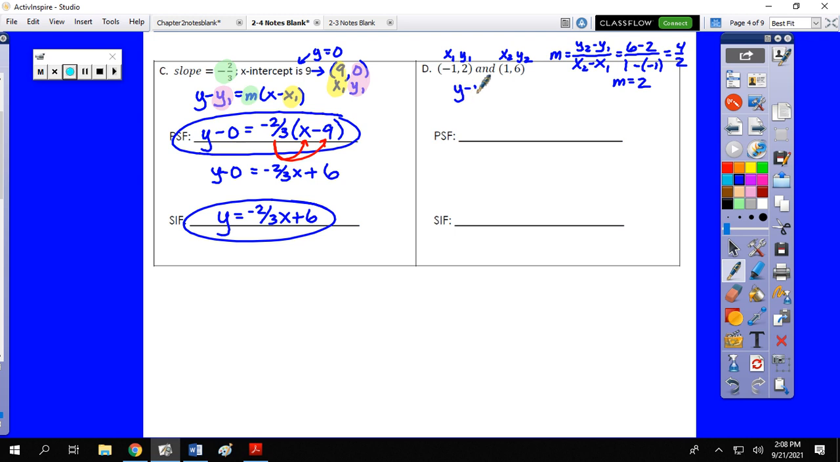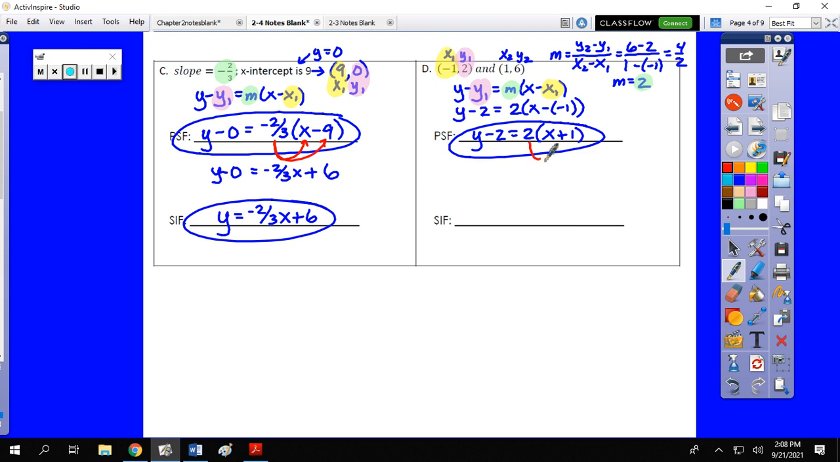Again, from there, we're plugging in. Doesn't matter which point we use. Okay, but we're plugging in the slope of 2. We're plugging in the x1 value, which I have currently marked as negative 1. And we're plugging in the y1 value, which is 2. Now, you could use 1 and 6 instead. It would make absolutely no difference. So we have y minus 2 equals 2 times x minus negative 1, which means our point-slope form is y minus 2 is 2 times x plus 1.